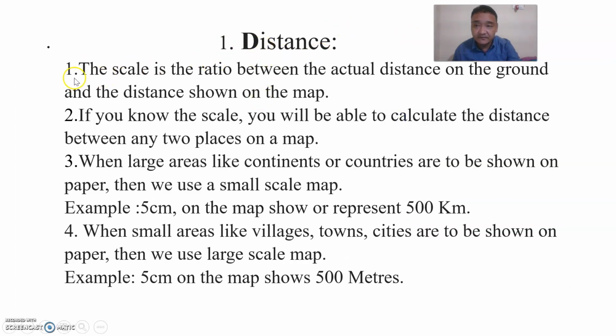Okay, about distance and scale. First, the scale is the ratio between the actual distance on the ground and the distance shown on the map. Second, if you know the scale, you will be able to calculate the distance between two places on the map. Third, when a large area like a continent or a country is to be shown on paper, we use a small scale map. Example: 5 cm on the map represents 5 km. Fourth, when a small area like a village, town or city is shown on paper, we use a large scale map. Example: 5 cm on the map is 500 meters.